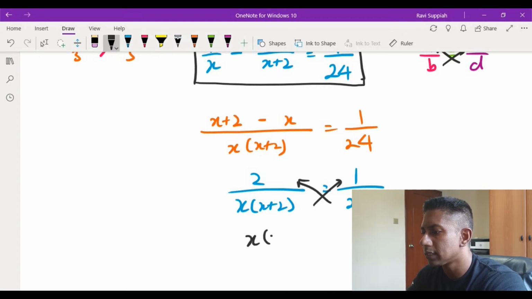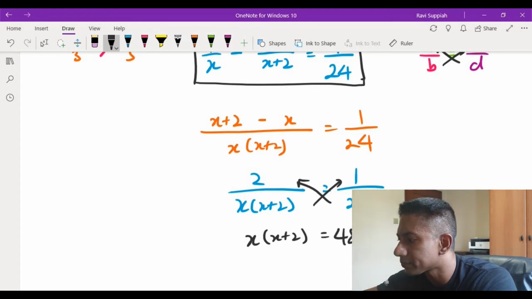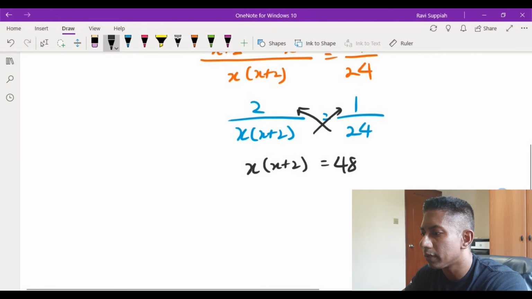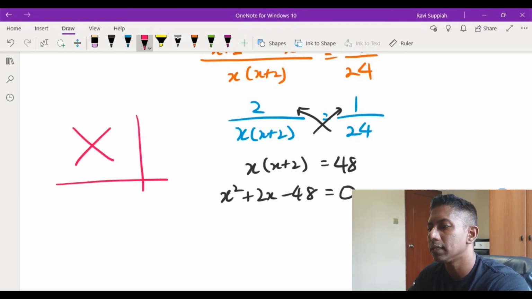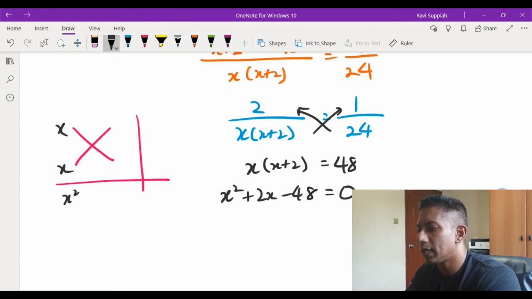So I have x times x plus 2 equals 48. If I expand, x squared plus 2x minus 48 equals 0. Now I can go ahead and do the factorization. You can of course use any method that you are comfortable with. For me, I'm going to use the cross method. For the first term, x squared, I get x multiplied by x. Now the last term must be 48.